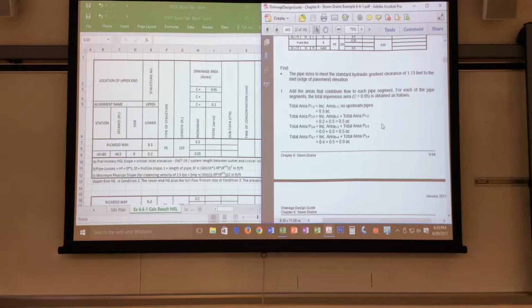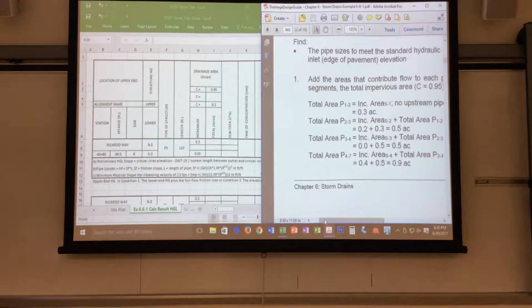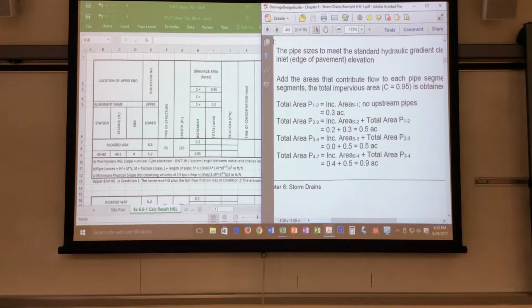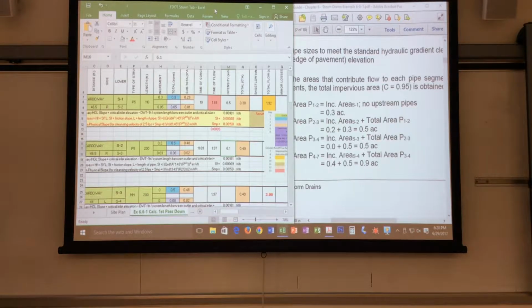So what it's saying here, and notice how it's written, and I'll zoom in, is total area from P1, or P1 to 2, incremental area. S1 has no upstream pipe, okay? So its area here, the total would be 0.3, okay? Now, I'm actually going to explain it where I have all of the data filled out so you can see the formulas as we go along, okay?